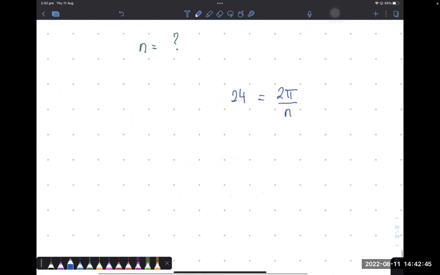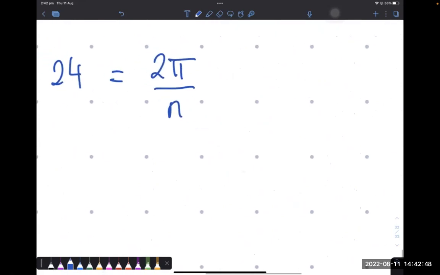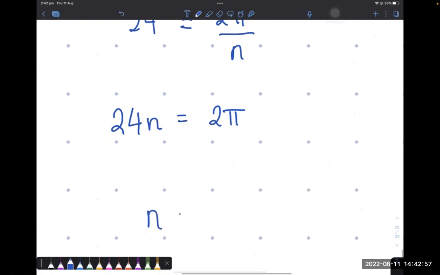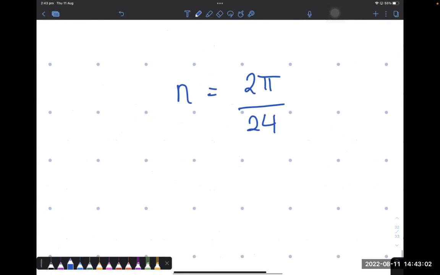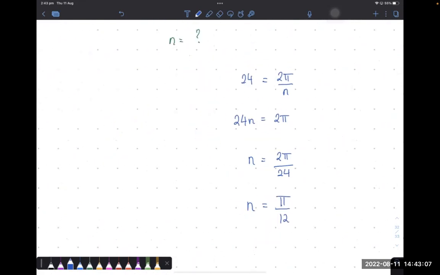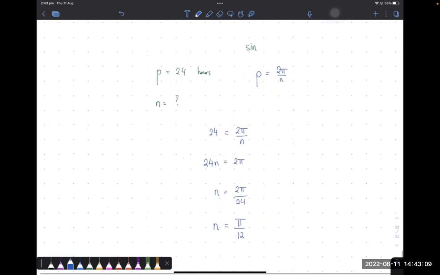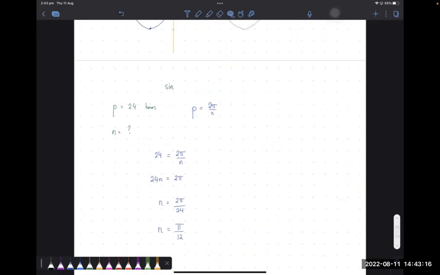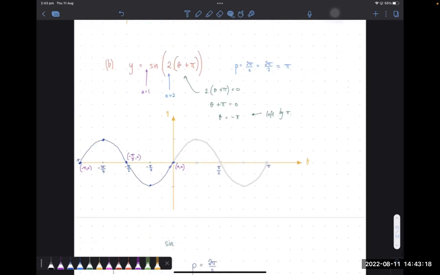How do we solve for this? Divide by 24, yes. So n equals 2 pi over 24, which is pi over 12. Wow. That's a cool question. Yeah, I'll leave it. Okay, cool.